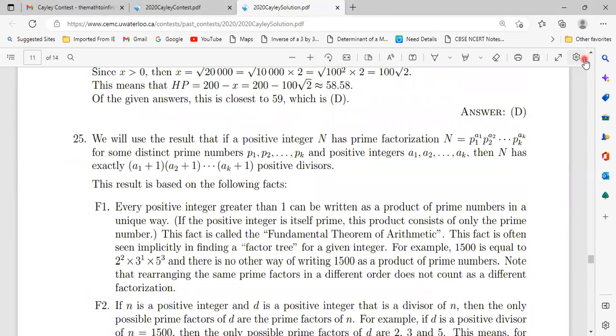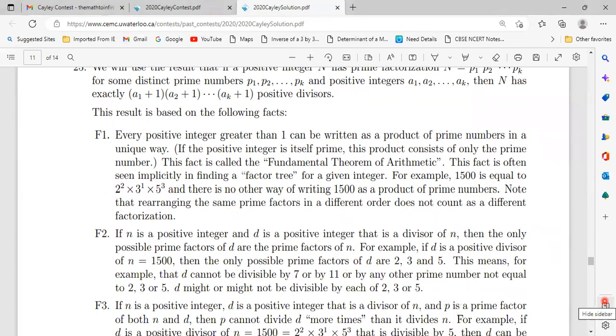All right. So in the beginning, we were only discussing the results based on the facts, because they're saying that you would be having the positive divisors as a1 plus 1, a2 plus 1, ak plus 1. The very first fact is based on the fundamental theorem of arithmetic, which is based on finding a factor tree. They have taken the example of 1500 and they are elaborating this as a product of prime numbers, which is 2 power 2, 3 power 1 and 5 power 3. So there is no other way of writing 1500 as a product of prime numbers. We do have only one way.